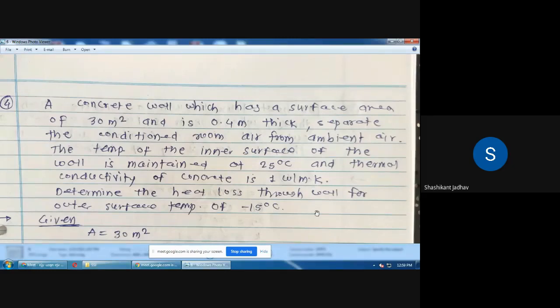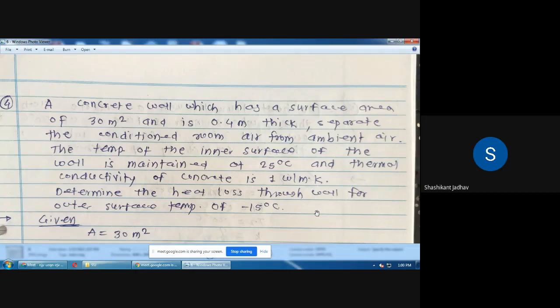Determine the heat loss through the wall for an outer surface temperature of minus 15 degrees Celsius.